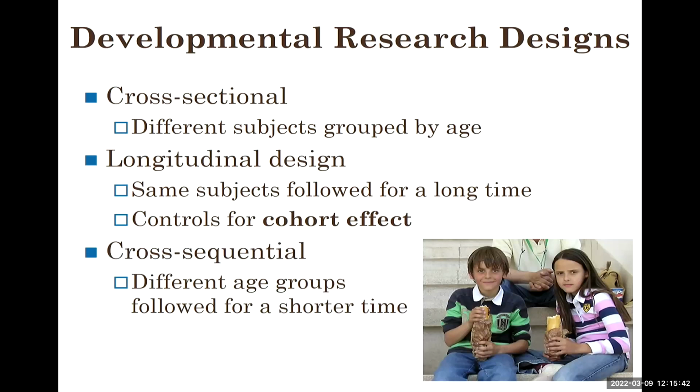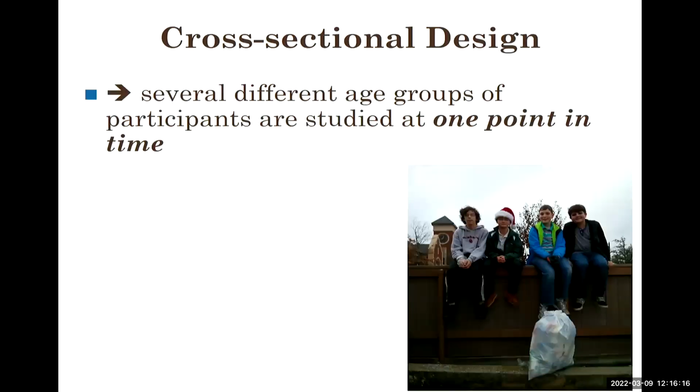Finally, we have a cross-sequential design, which is kind of a combination of the two. You start with different age groups, so different people in groups by age, and then you follow them for a shorter period of time, but over time. So you're getting a little bit of an element of longitudinal and cross-sectional there. This allows you to cover more age groups without having the study go on forever and ever. And there are some disadvantages to that. So let's look at a little more detail.